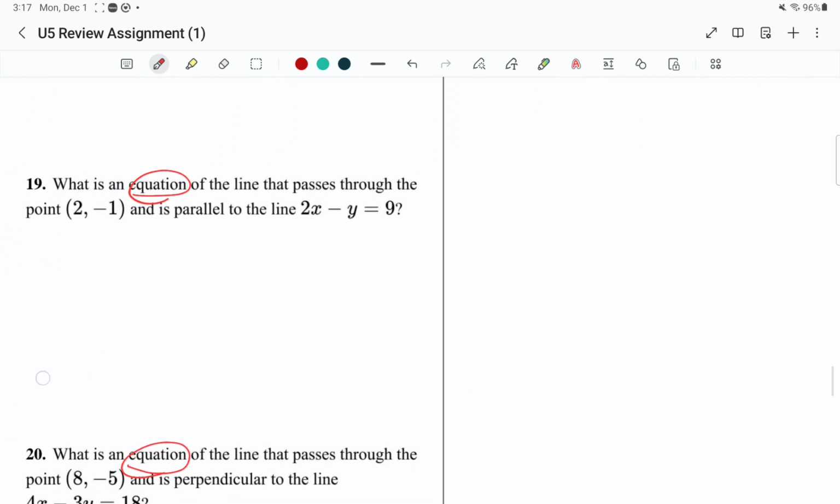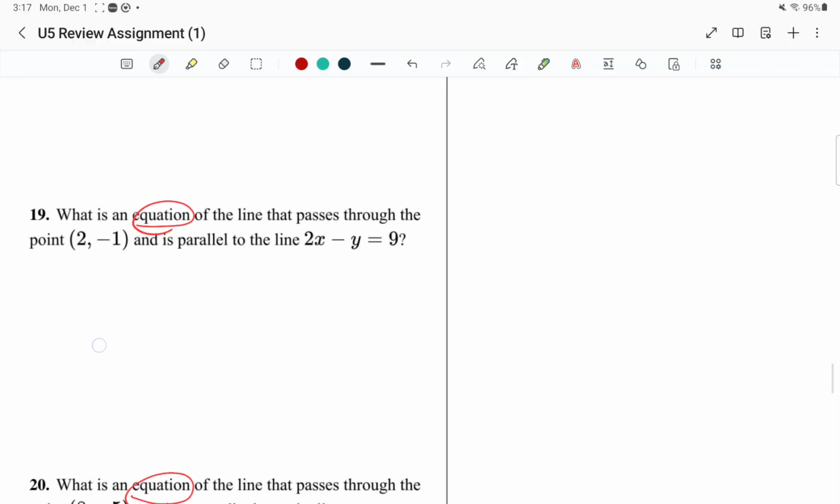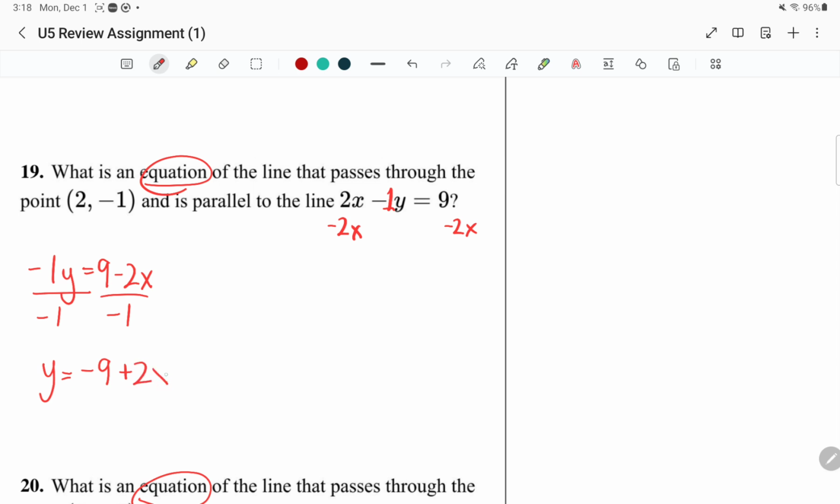The equation. Let's do this one because it's trickier. That's a secret one. That's where it's tricky. Let's keep going. Solve for y. Let's do it. Subtract 2x on both sides. Negative 1y equals 9 minus 2x. Divide by negative 1 on both sides. Y equals negative 9 plus 2x.